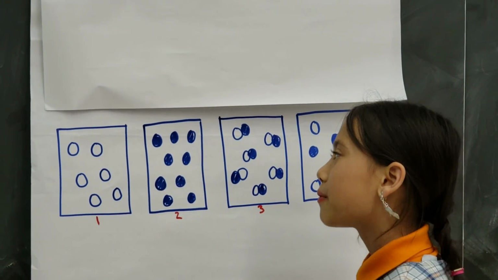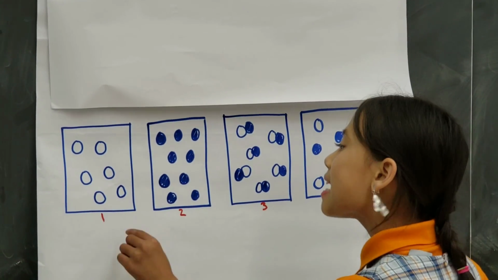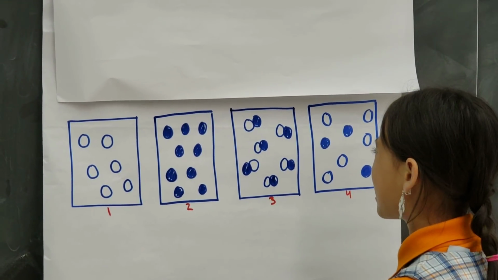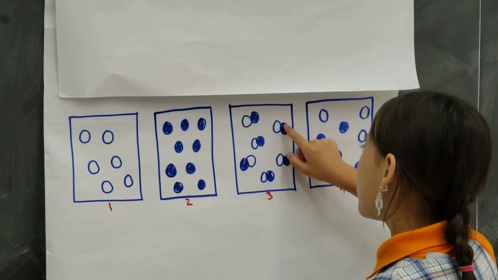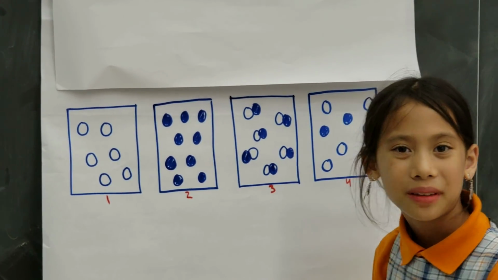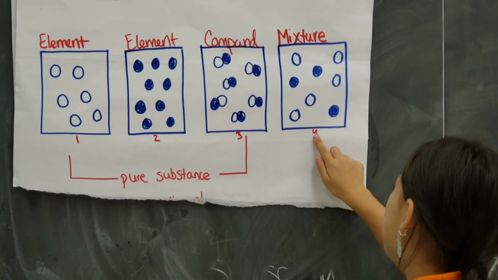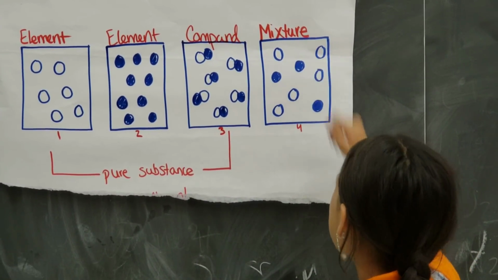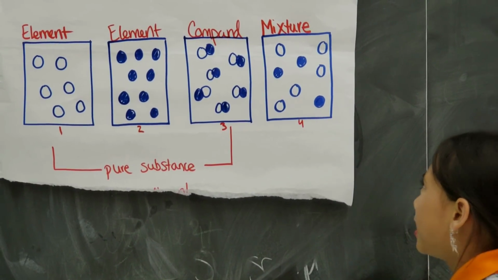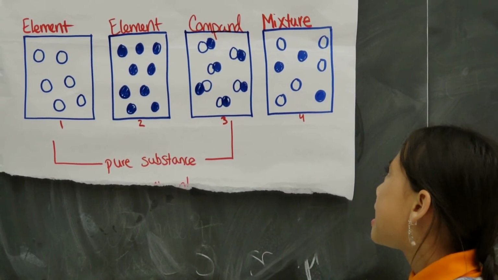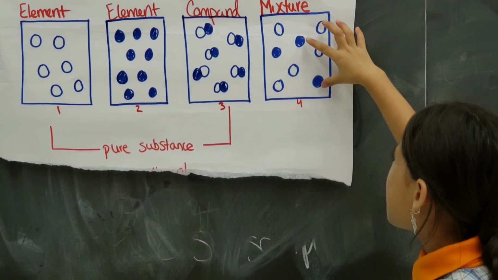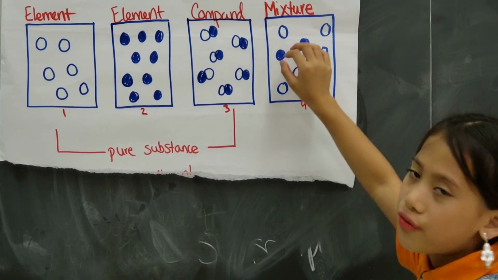Okay, today we're going to look at these particle diagrams. Now, 1, 2, and 3 are all the same because they're pure substances. This is so because each particle in the box is identical. Now we know that the fourth diagram is a mixture because there are two substances that are combining, but they stay in their separate parts. So instead, they don't combine and form a new property.